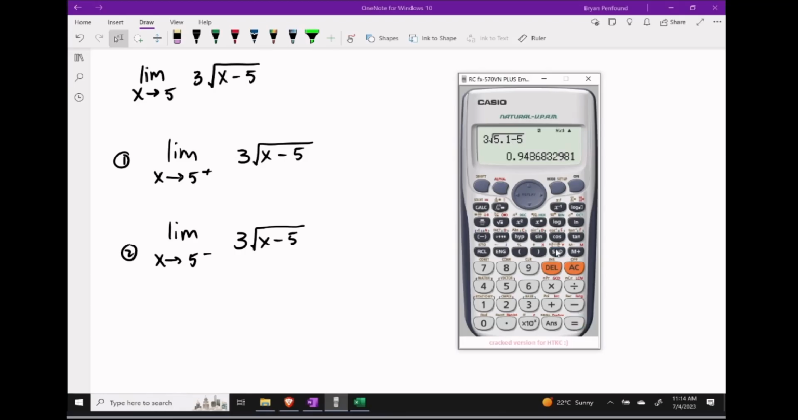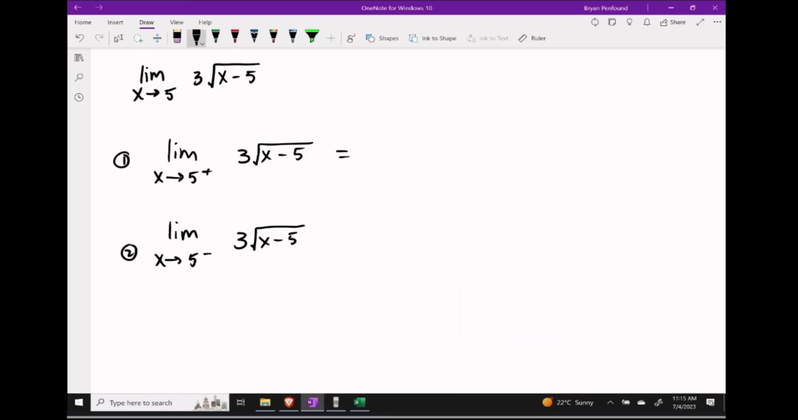Converting this into a decimal number, we get about 0.948. Let's go ahead and choose a value a little bit closer to 5, like 5.01. Go ahead and evaluate that, and we get 0.3. And as we increase the number of zeros here, we are going to notice that the values that we're getting in return are getting closer and closer to 0. So this right-sided limit is approaching a y value of 0 as we get closer to 5 from that direction.